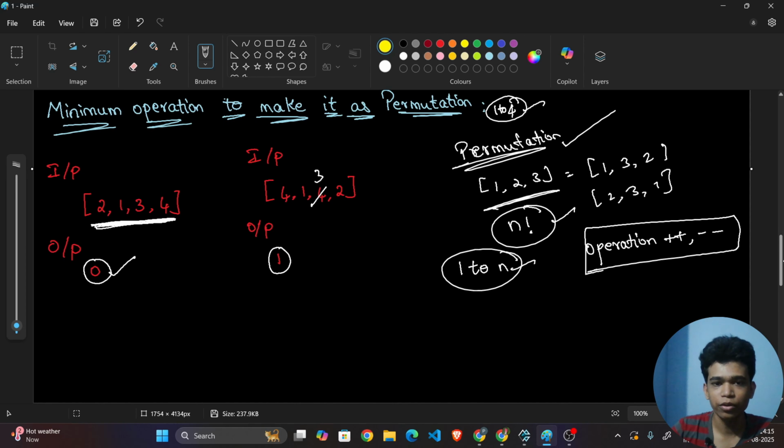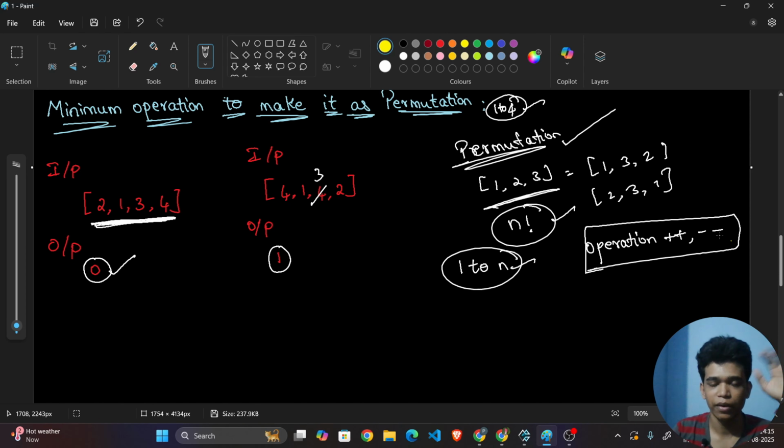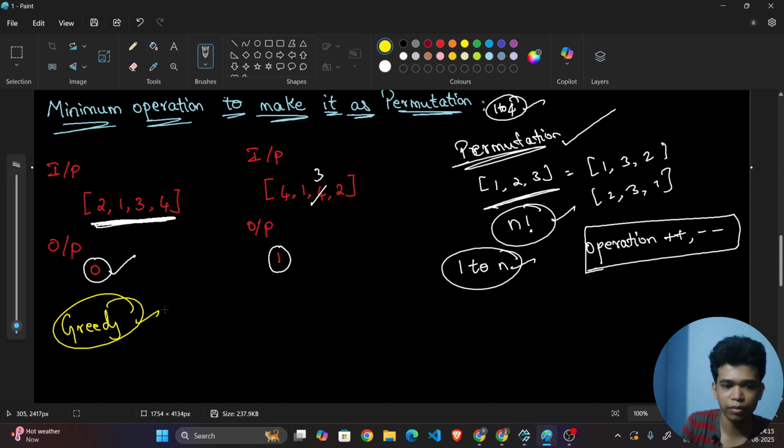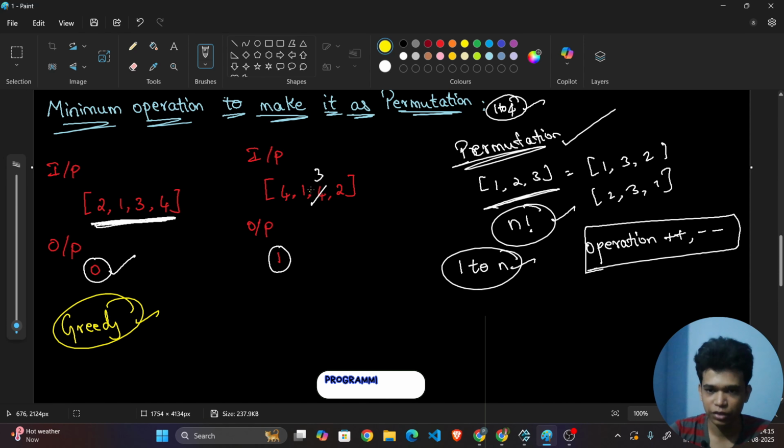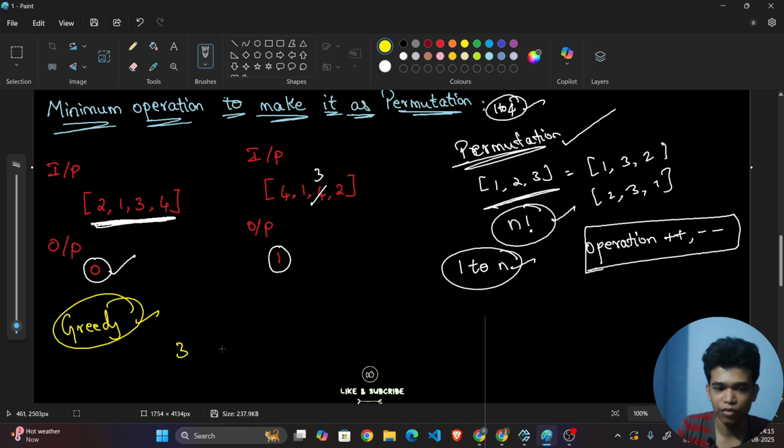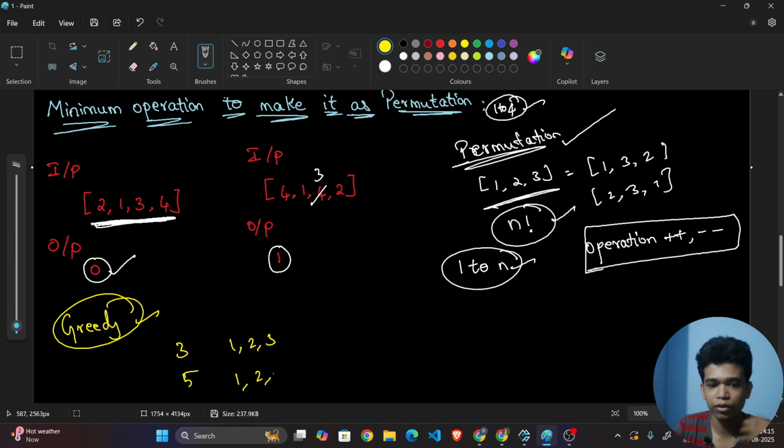So how do we derive the logic behind this? This is basically a greedy problem. Why I'm telling you that it is a greedy problem is, see here, we are given that it is definitely a 1 to n permutation. Which means for 3 elements we only have the array elements 1 2 3. For an array of size 5, it will be 1 2 3 4 and 5. So we want to find how many times the operation should be done on each and every element to attain these values.